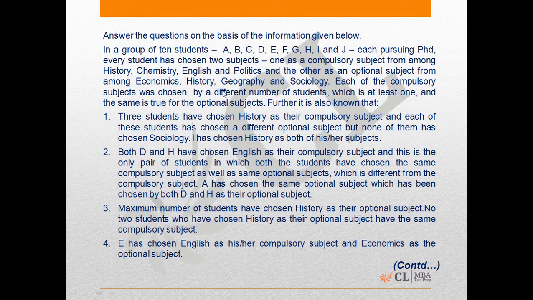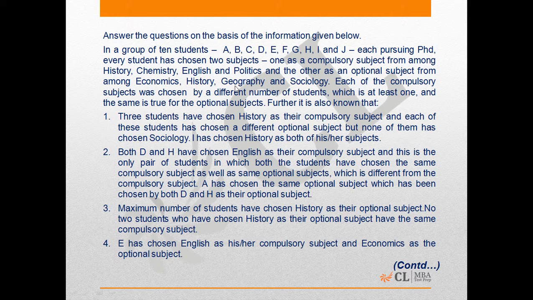This is a question which says: in a group of 10 students, A to J, each pursuing PhD, every student has chosen two subjects. One as a compulsory subject from among history, chemistry, English, and politics. These are four subjects, and an optional subject from the other four, in which history has been repeated: economics, history, geography, and sociology. Each of the compulsory subjects was chosen by a different number of students, which is at least one, and the same is true for the optional subjects.